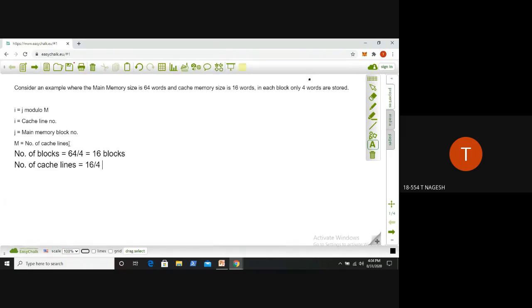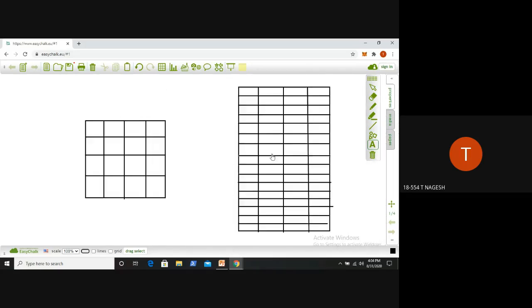So the size of a block in main memory and the size of a line in cache memory will be same. So if here it is given that the block contains 4 words, in the same way a line also can contain 4 words. So that's why I'm dividing the total cache memory size with 4. That will give me around 4 lines. So this cache memory will contain 4 cache lines, and the main memory will contain around 16 blocks. So I have represented them like this.